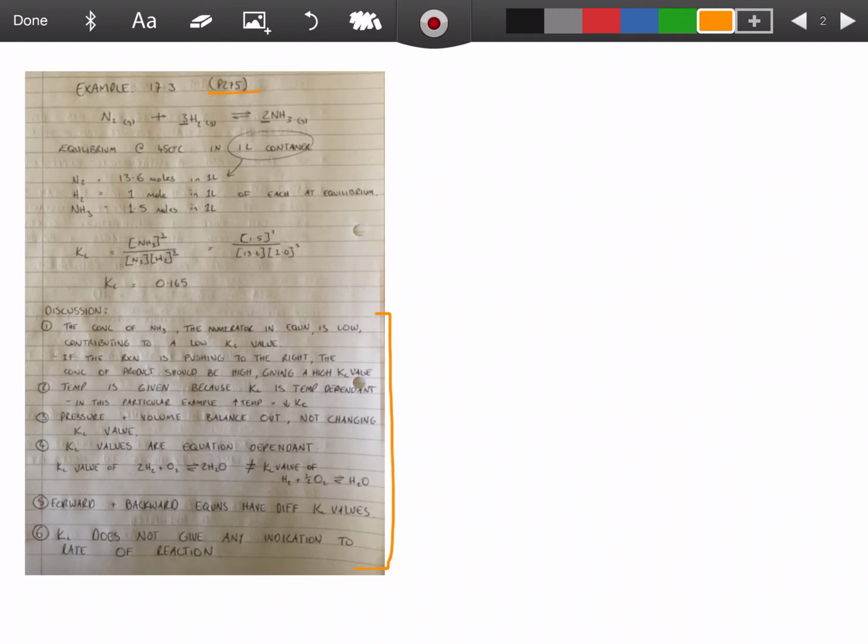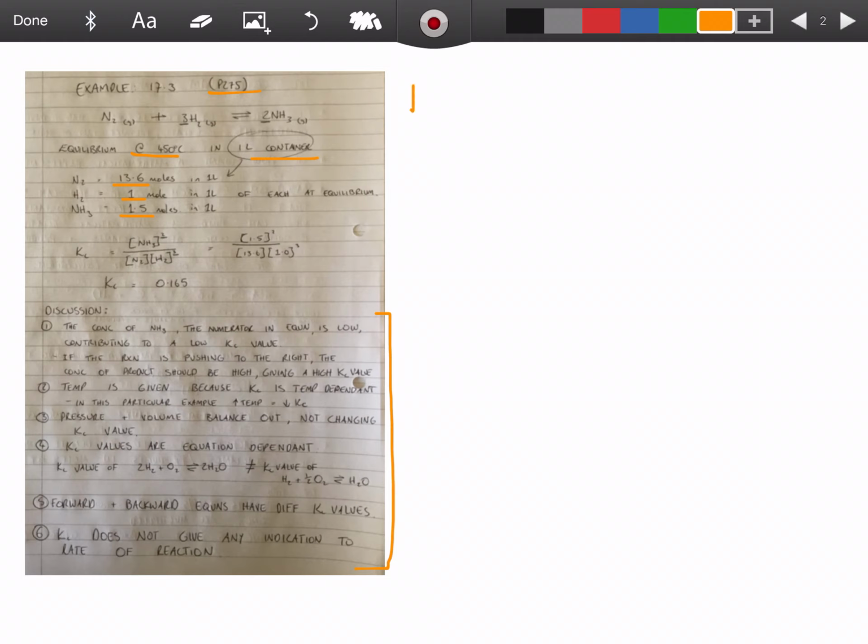It's telling me everything that I need to know. It's telling me that the temperature is constant. It's telling me that it's in a 1 litre container, which is quite important as well. And it tells me how many moles of each thing I have. So I've got 13.6 moles of nitrogen gas, 1 mole of hydrogen gas, and 1.5 moles of ammonia. They're all in a 1 litre container. It tells me that in the question. So I've got that number is the amount of moles per litre I have. So I don't have to do any calculation in that.